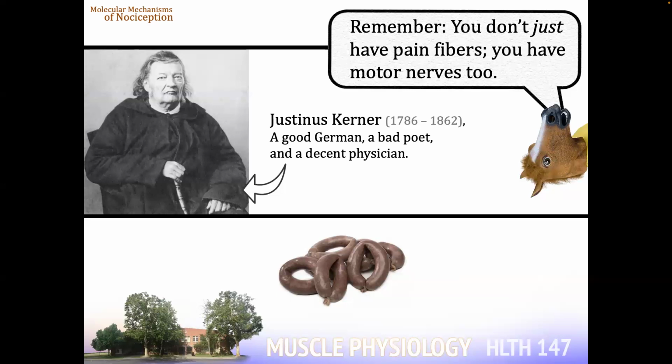And then Justinus Kerner, looks kind of like a shepherd, right? He wasn't. He studied those sausages and failed to solve the mystery. Instead, he explained that it was a Wurstgift, right? Which is German for sausage poison. So inside of the sausages, there's a Wurstgift. WURST. So think like bratwurst, except in this case, it's sausage poison. That's what he came up with.